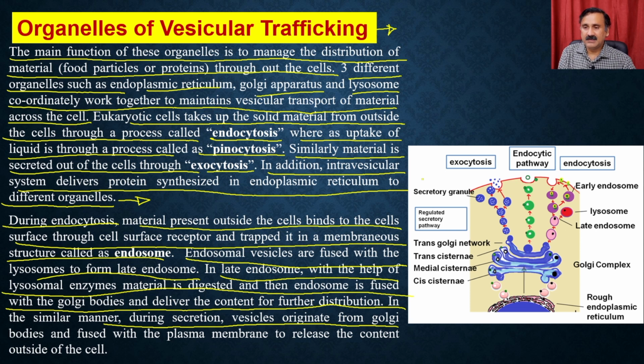So this is what is shown here, right? This is endocytosis, where the food material present outside is trapped into a membranous structure. Earlier it is going to form the early endosome, then it is going to fuse with the lysosome, and that's how it forms the late endosome, and then it is actually going to release the content.